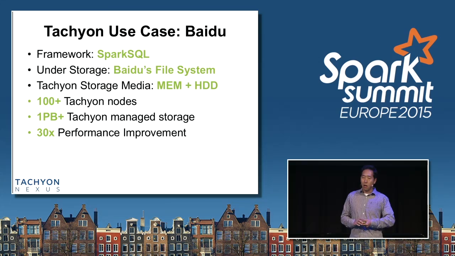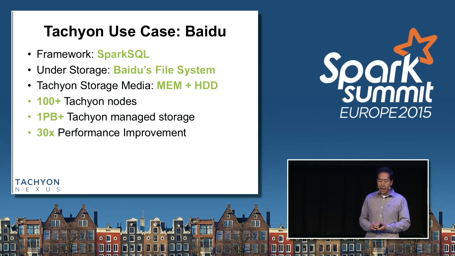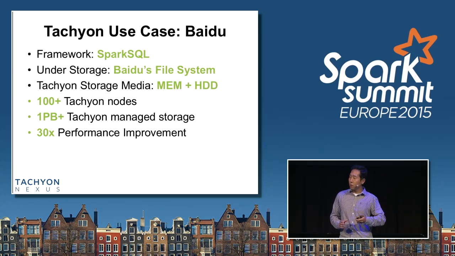They run a large cluster of Tachyon nodes, over 100 nodes. I think it's probably grown since 6 months ago. Tachyon actually manages over a petabyte of space for their deployment. With this deployment, they got 30x speedups from before using Tachyon. It's a really cool use case where it speeds up a lot of their workloads.